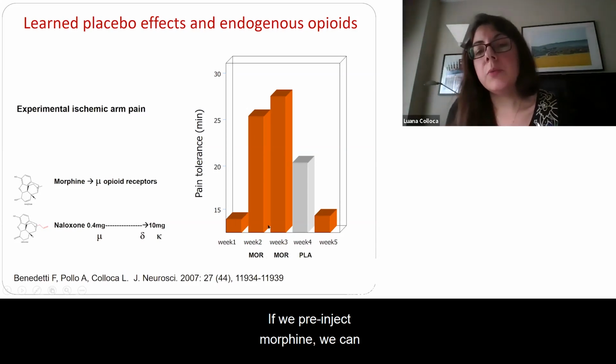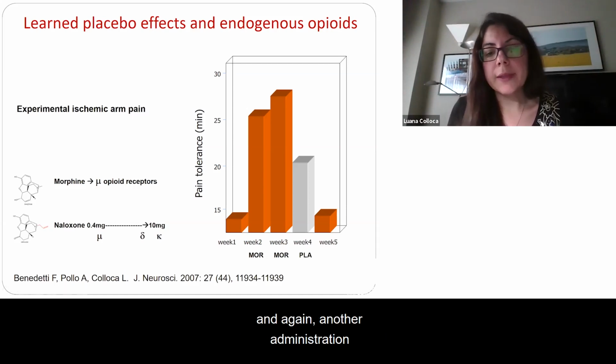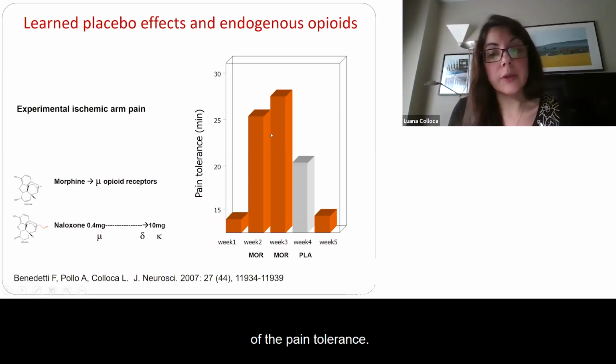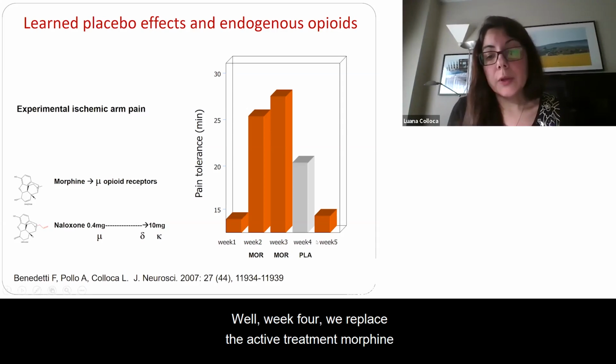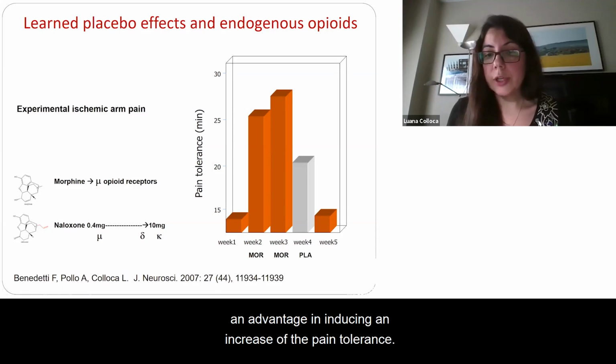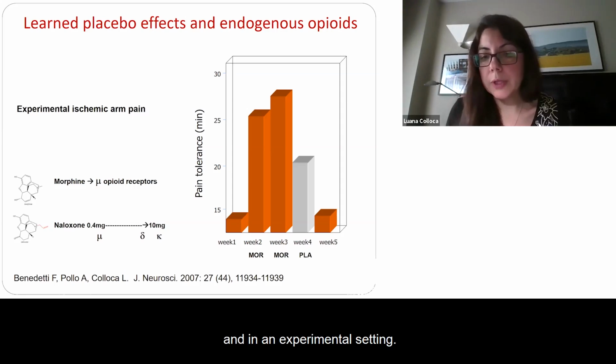If we pre-inject morphine, we can induce an increase of pain tolerance to the tourniquet, and another administration of morphine 1 week later produces an even larger increase of pain tolerance. Well, in week 4, we replace the active treatment, morphine, with a placebo. And you can see in gray that we still have an advantage in inducing an increase of pain tolerance. Not as large as morphine, but still very meaningful clinically and in an experimental setting.